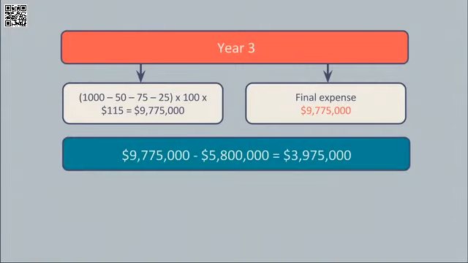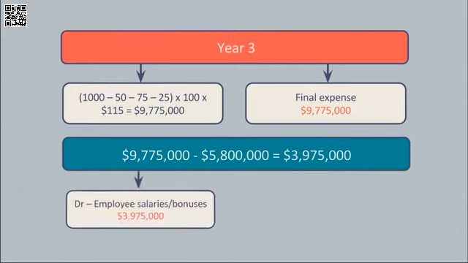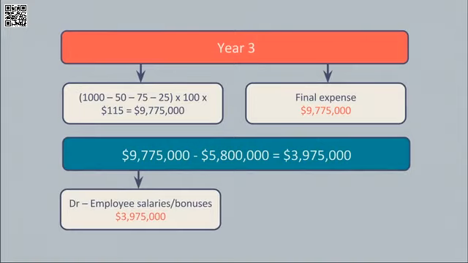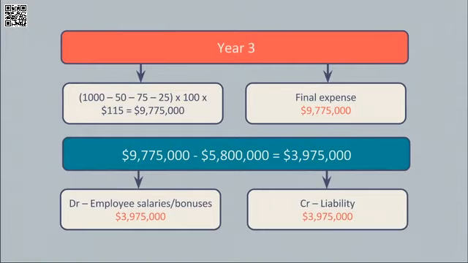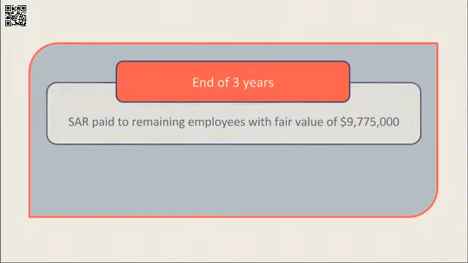Deduct the prior 2 years already expensed. So 9.775 million less 5.8 million equals 3.975 million. The journals are debit employee salaries or bonuses, $3,975,000, credit liability, $3,975,000.